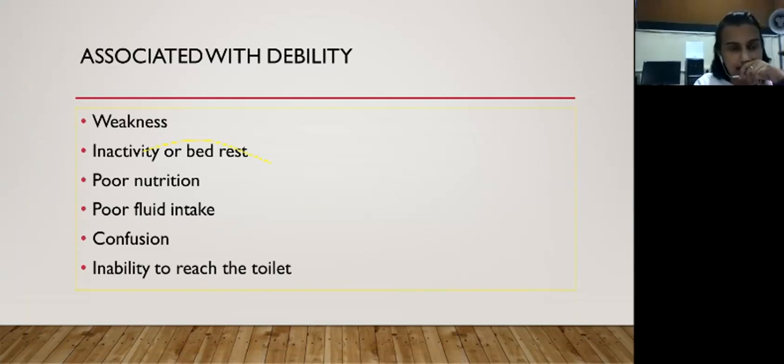Then there's debility. Because of weakness, palliative care patients are weak, with inactivity or bed rest, poor nutrition, poor fluid intake, and confusion leading to forgetting to go on time. There's also inability to reach the toilet. Some elderly people in care homes are not able to reach the toilet on time, or they just stop going. So that can cause constipation. Next slide.